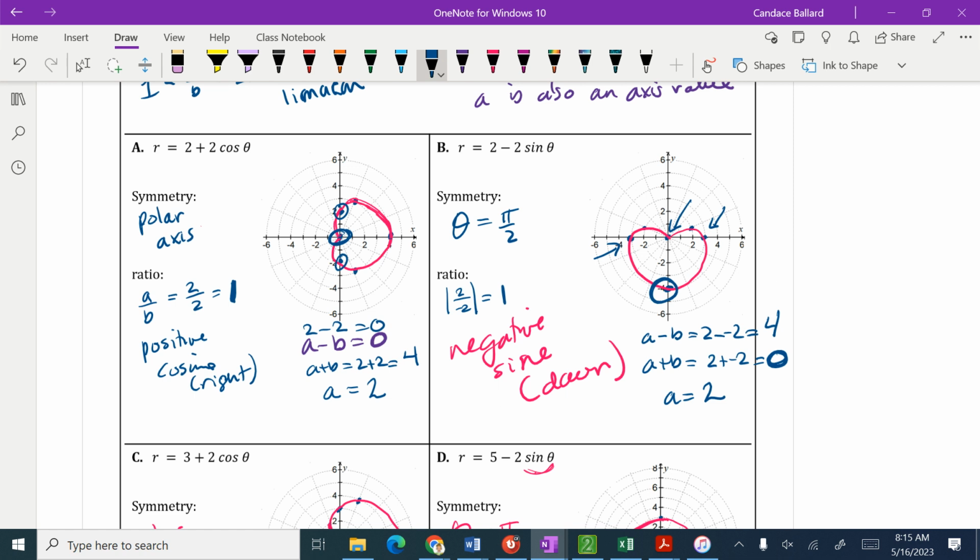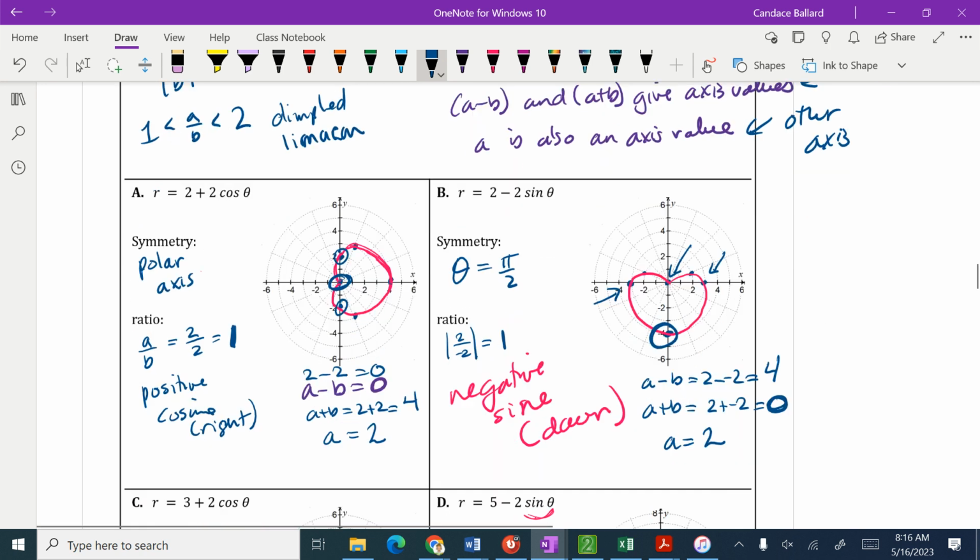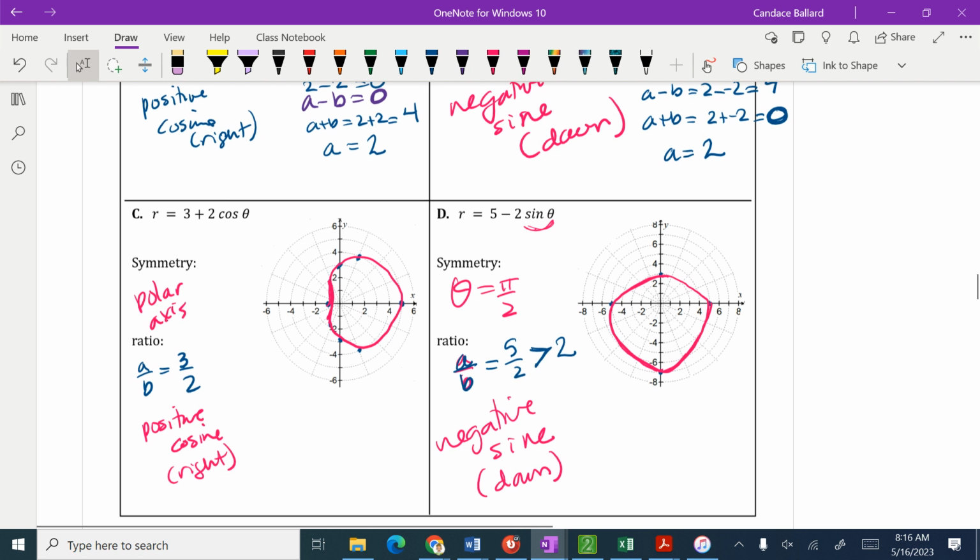So we just said that this goes on the axis of symmetry, and this is the other axis. Let's see if that holds true for the other ones, because that worked great on the ones where they were the same. Let's see if it works on the ones that aren't the same. A minus B on this one would be 3 minus 2, which equals 1. Was that on the axis of symmetry? It's our polar axis, right? So that held true.